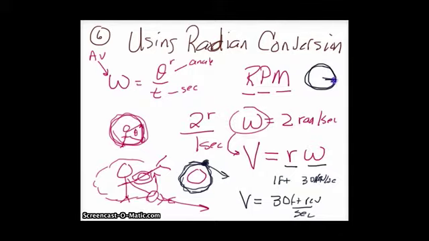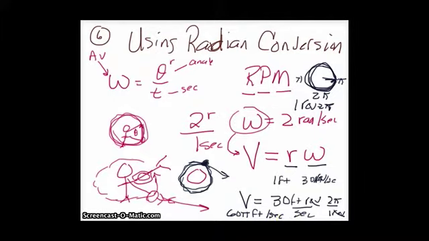1 revolution is 2 pi radians. Remember, pi is half, so if I go all the way around, that's another pi. So it's 2 pi. So 1 rev is 2 pi radians. So we're going to have to multiply that. 2 pi radians is 1 rev. And so these revs cross out, and lo and behold, I would have 60 pi feet per second.